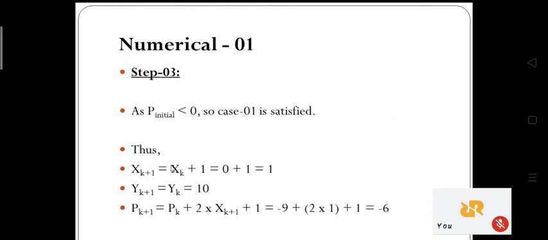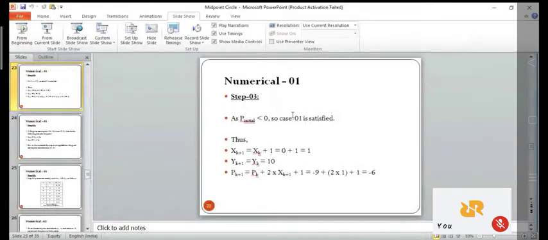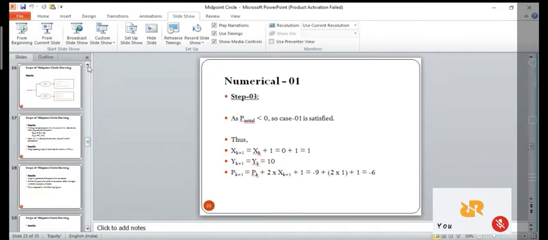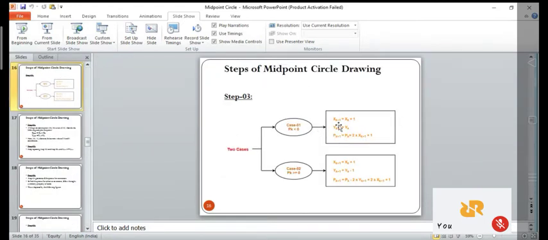Since it is a negative value, the condition that is satisfied is case 1. So what do you do in case 1? You increment the x value and keep the y value as it is. There will not be any change in the y value, and then you compute the decision parameter again. This is how you compute x and y values for case 1. Again we'll see the numerical.